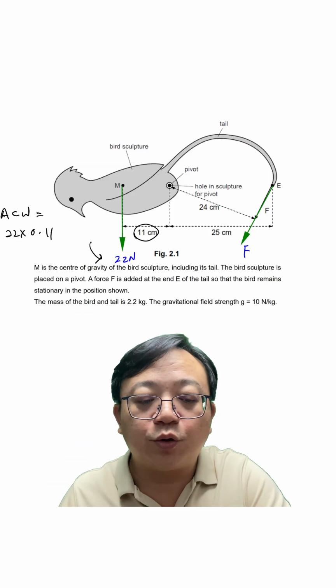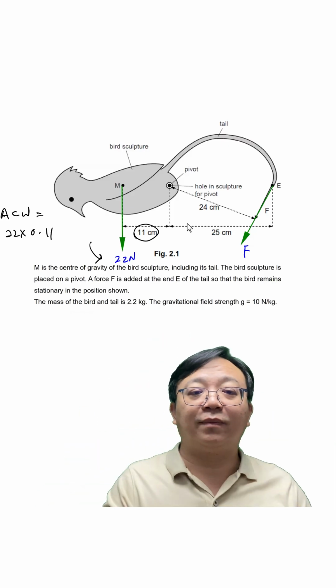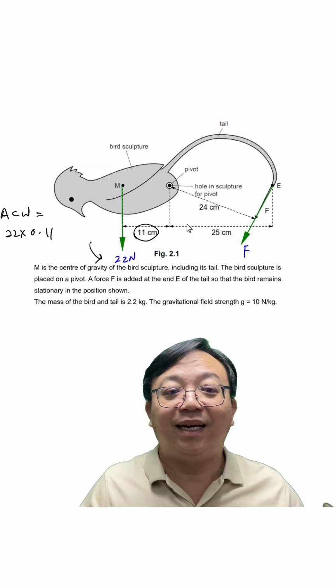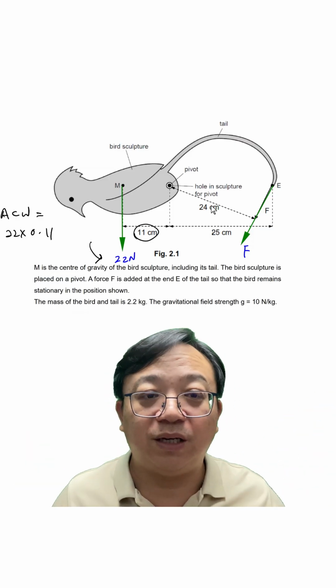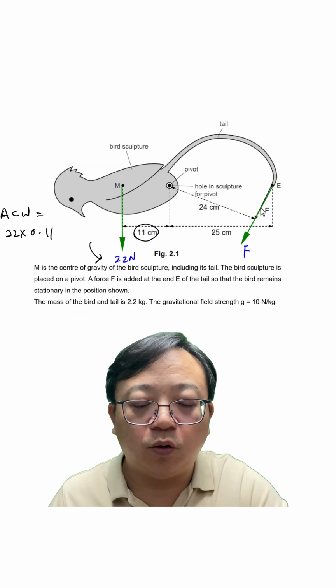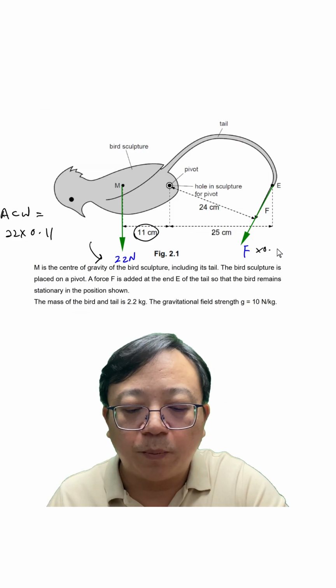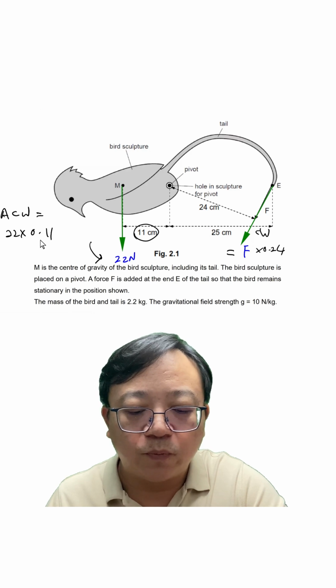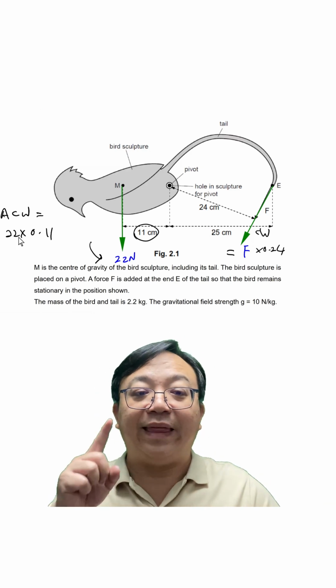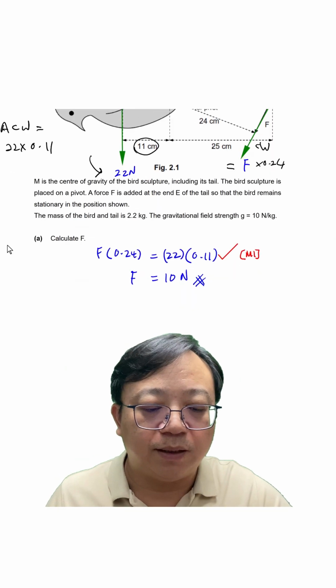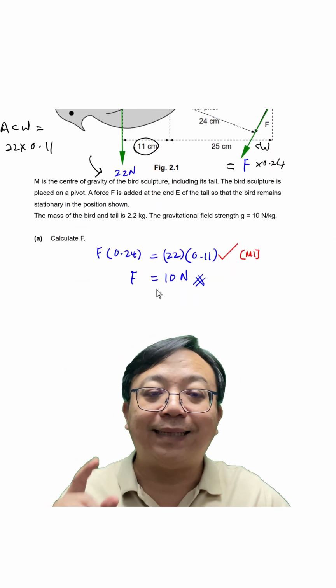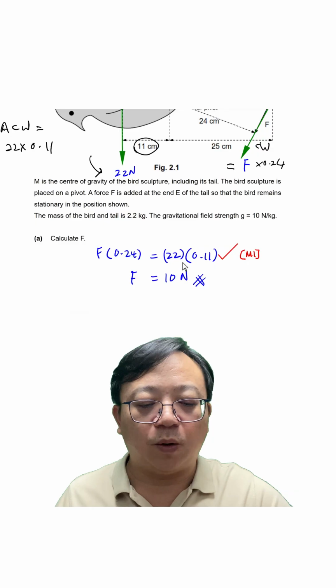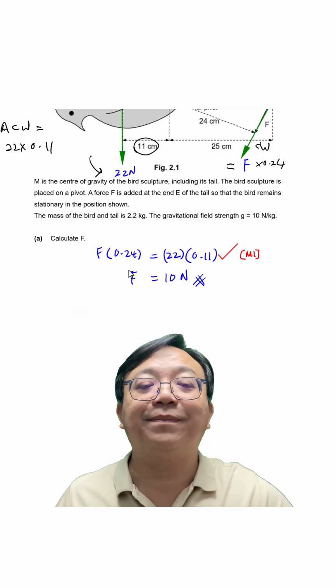Many students choose 25 as the pivot. That's wrong. Okay, although it differs by a little bit, but it's wrong already. So please take note. So F times 0.24. This is then clockwise moment. Now you use this, equate to this. Then only you can find F. Okay, so the answer is 10 Newton. 22 times 0.11 equals F times 0.24, right?